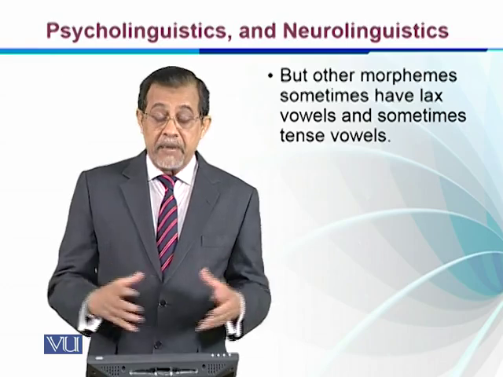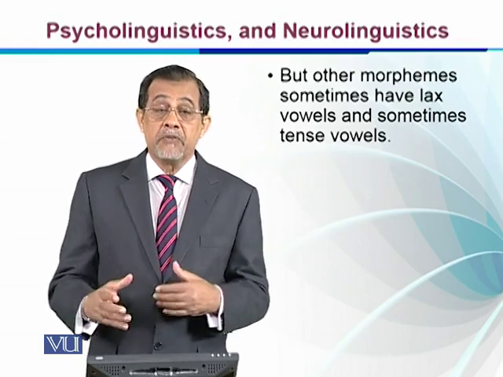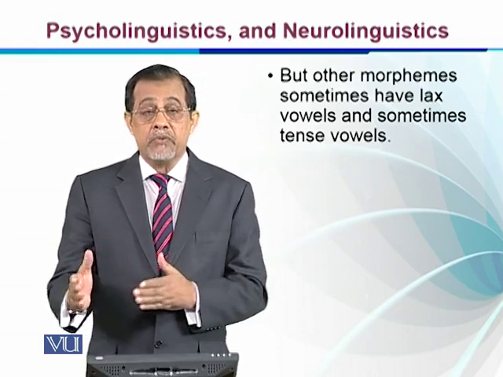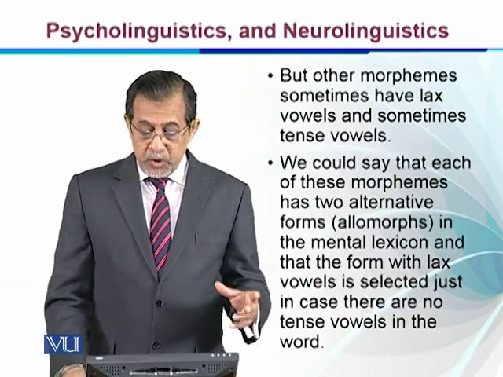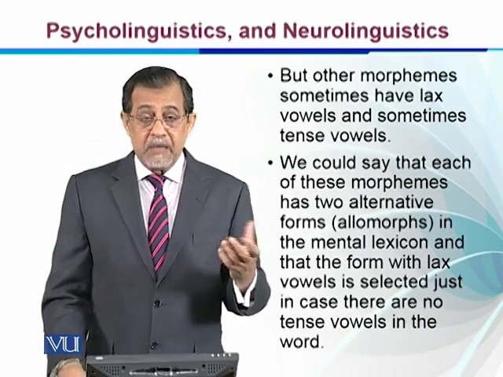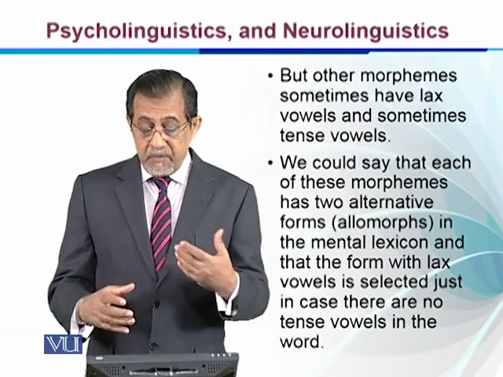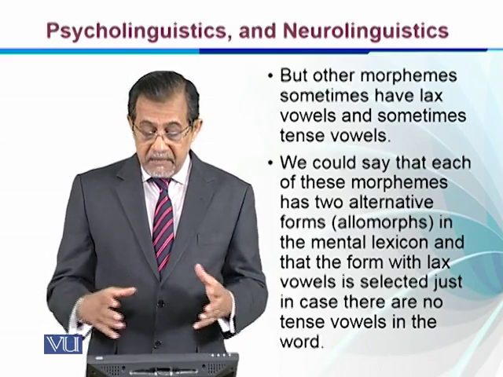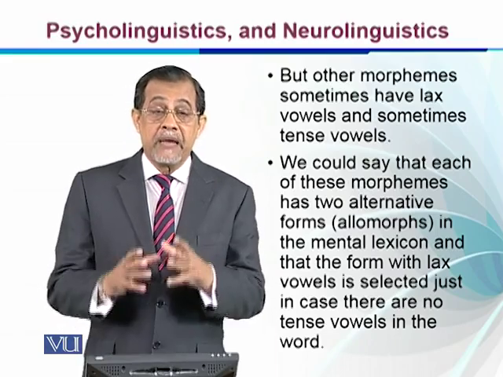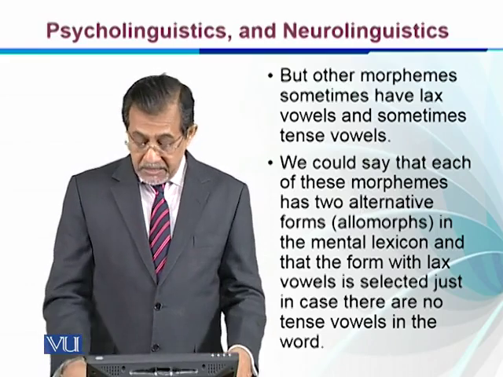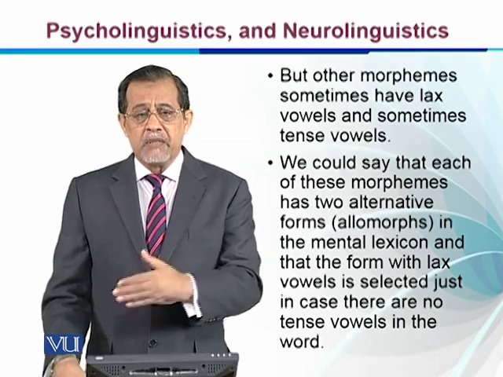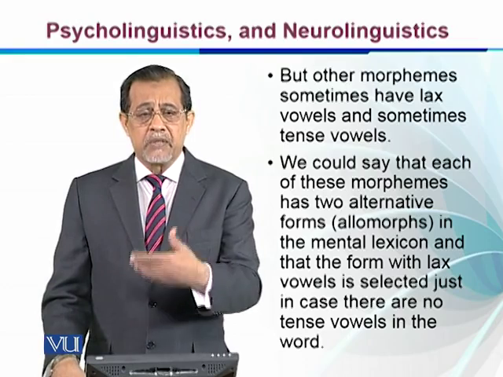But other morphemes sometimes have lax vowels and sometimes have tense vowels, so they will affect the vowel of the stem to change either to lax or to tense. We could say that each of these morphemes has two alternative forms, or allomorphs, in the mental lexicon, and that the form with the lax vowel is selected just in case there is no tense vowel in the word. So in the absence of a tense vowel, the lax is selected. It is like a situation of the allomorph, where with a certain sound we change a certain morpheme.